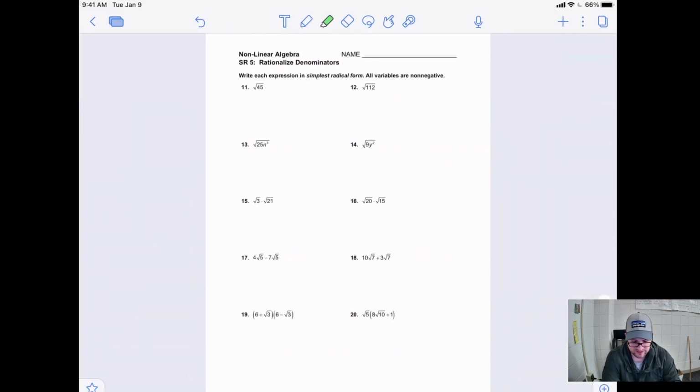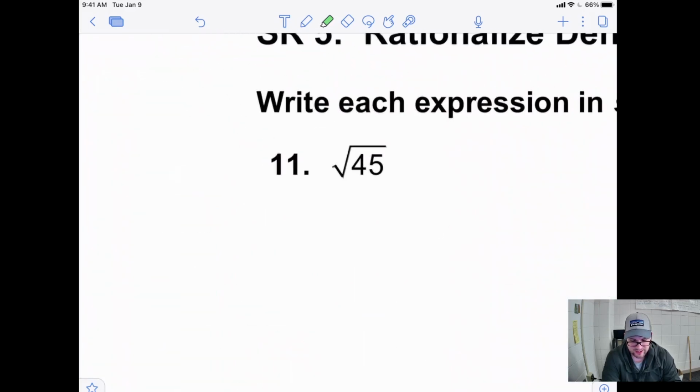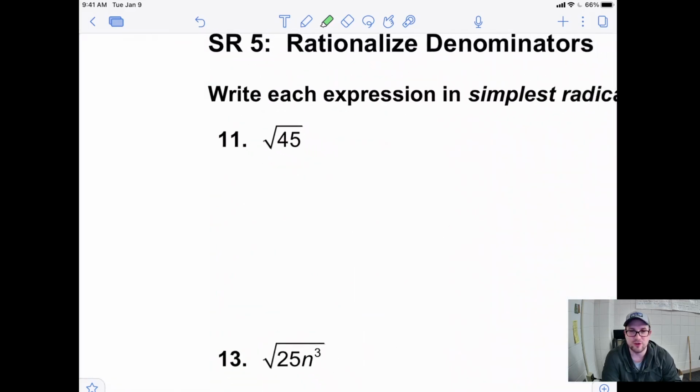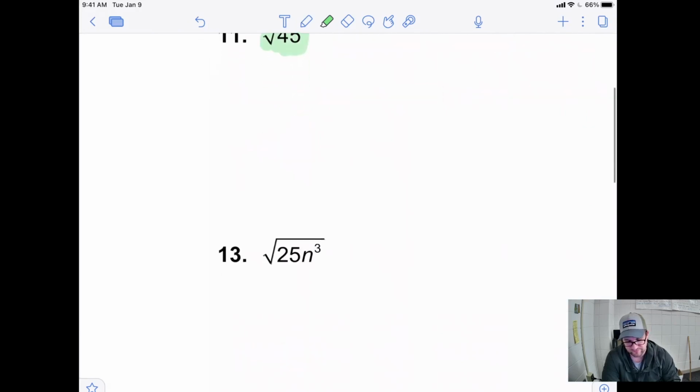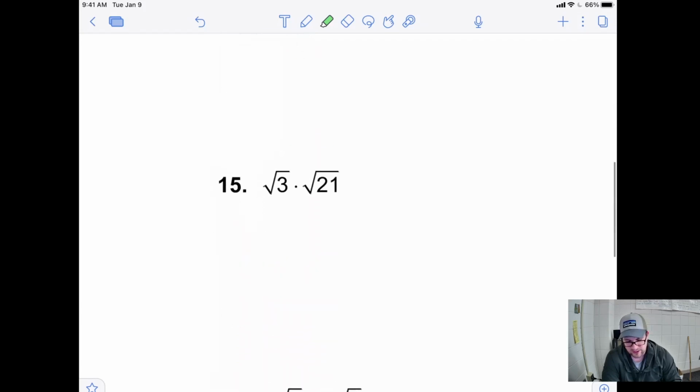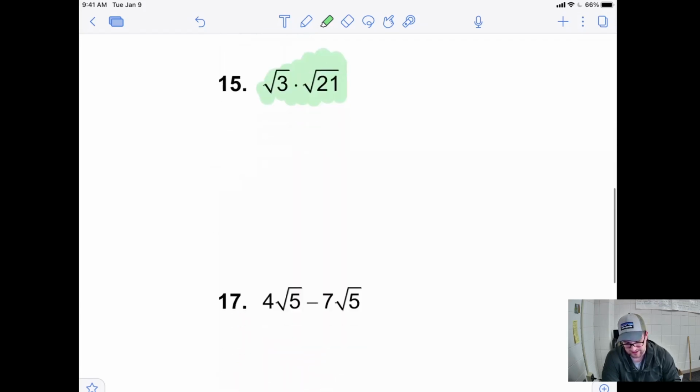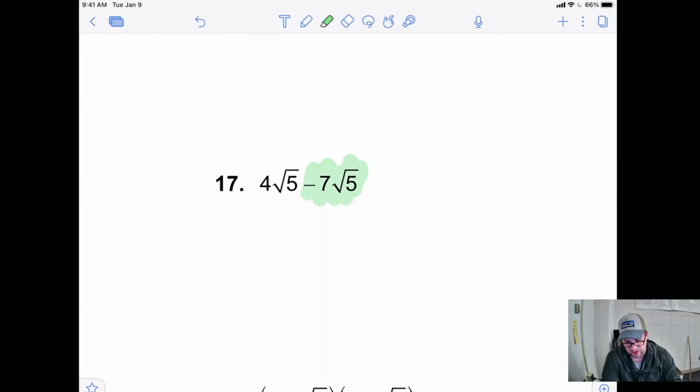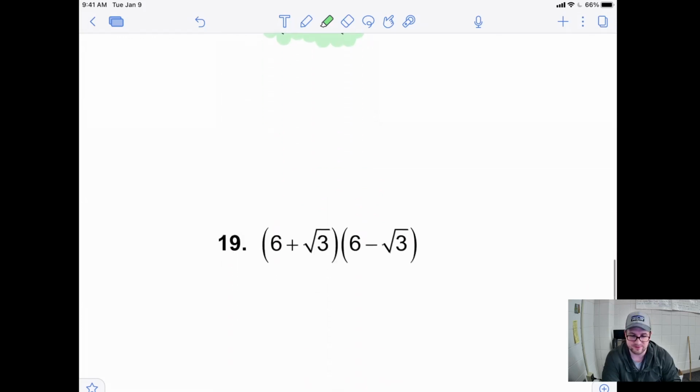Let's look at the next page here. Oh my gosh. The next page is absolutely 100% review. You know how to do this. I'm not going to do it. I'm going to save it for you. You know how to multiply these. I'm not going to do it. I'm saving it for you. You know how to subtract. I'm not doing it. I'm saving it for you.